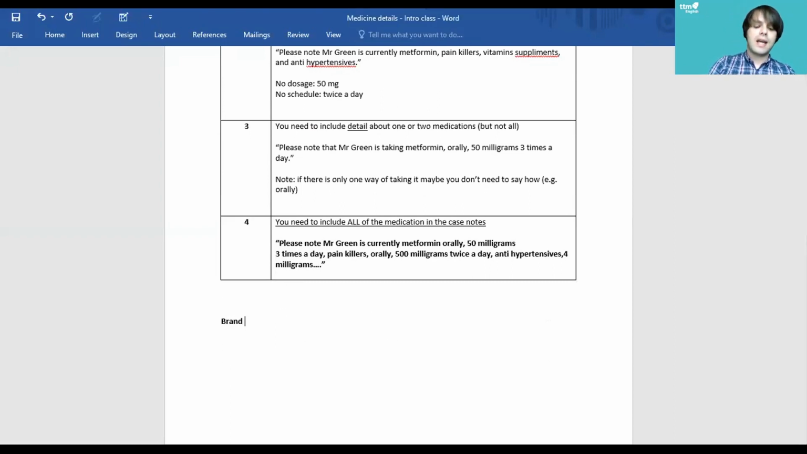Brand names. Do we need capitals, guys? Yes. Capitals. So can someone give me an example of a capital letter brand name?